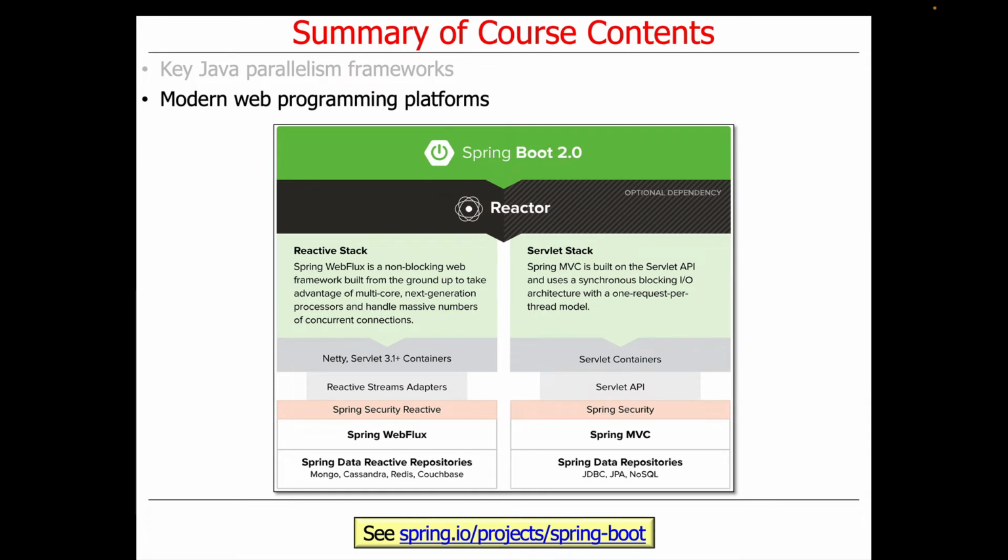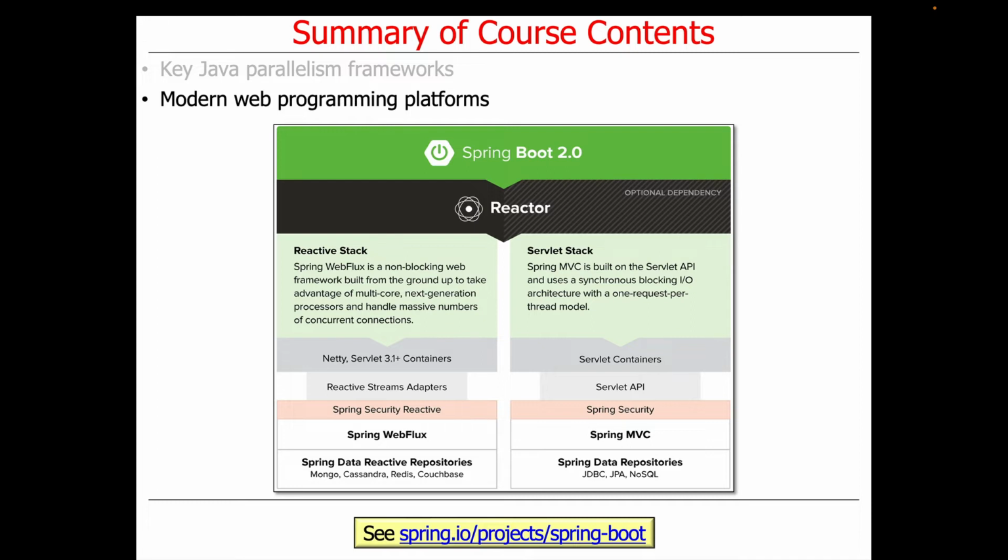We'll also be spending some time talking about modern web programming platforms, and you'll get a chance to apply those in practice. In particular, we're going to be focusing on Spring Boot 2.0, including the so-called Reactor framework, and you'll see that there's a couple of different variants of this. One is based on something known as the servlet stack, which uses synchronous blocking I/O to have one request per client thread. That approach is the more traditional way of doing things. It's often known as Spring Web MVC.